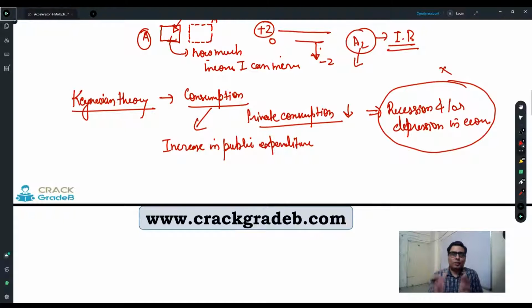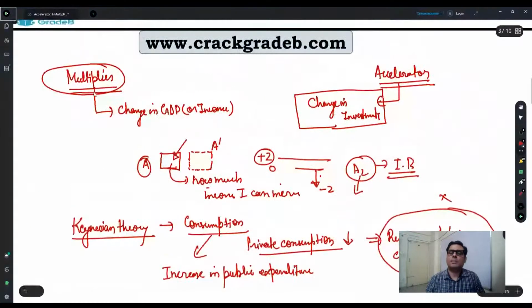Keynesian theory was given in the context of the recession faced by the US economy in 1929. That was the main reason why he gave his theory. But when his theory was continued and applied even after the recession, income started increasing, meaning your GDP and income started increasing. So that is why people came up with functions like the accelerator and multiplier function. This was the reason why the accelerator function and multiplier function were given on the basis of Keynesian theory, right?